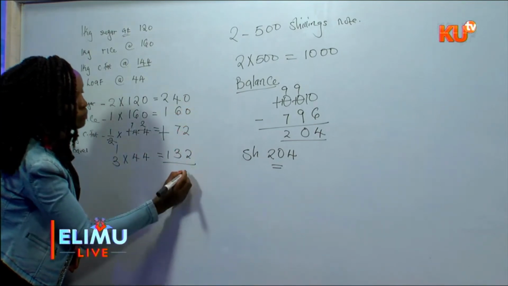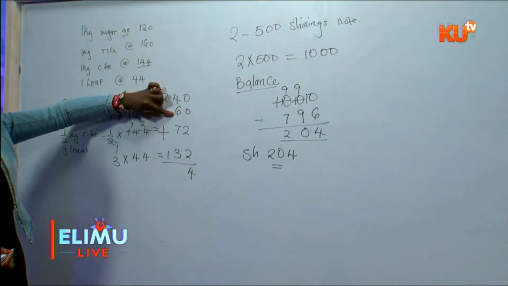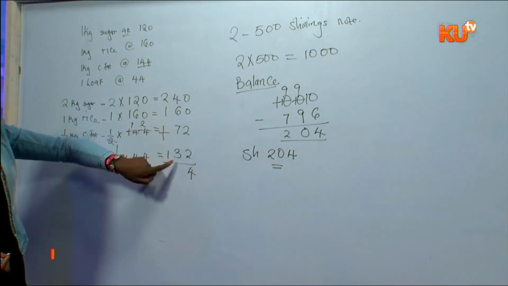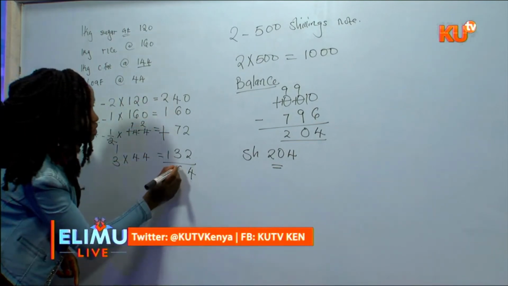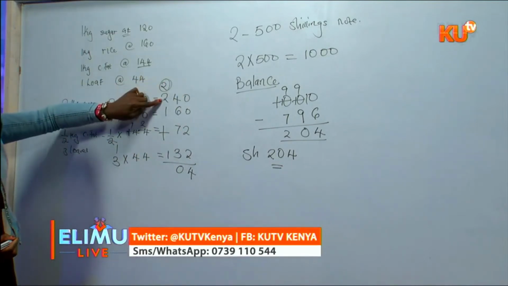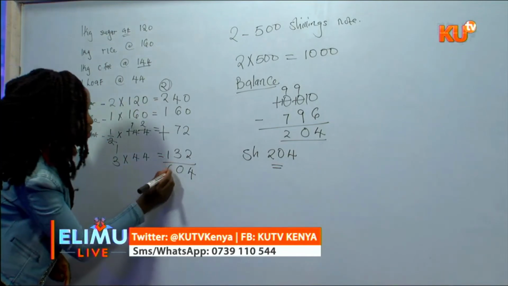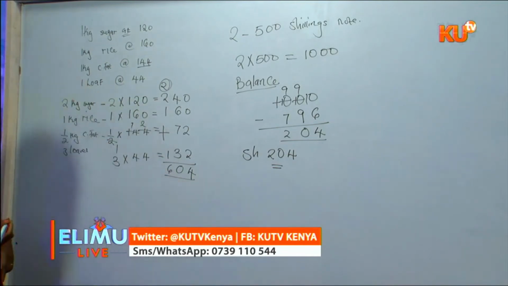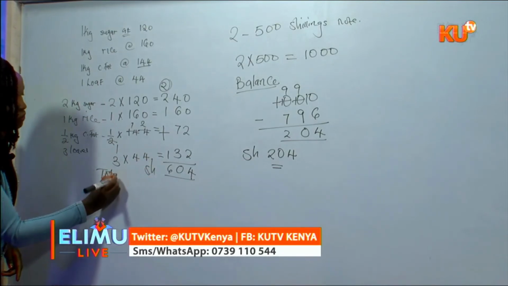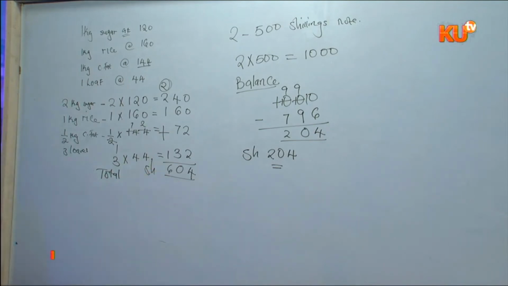2 plus 2 is 4. 4 plus 6, we get 10. 10 plus 7, 17. 17 plus 3, we get 20. 0, carry 2. 2 plus 2 is 4, plus 1, 5, plus 1, 6. We get 604 shillings. Now, this was the total cost of the items. Or this was her bill now. Her bill was 604, and that's what she was supposed to pay.